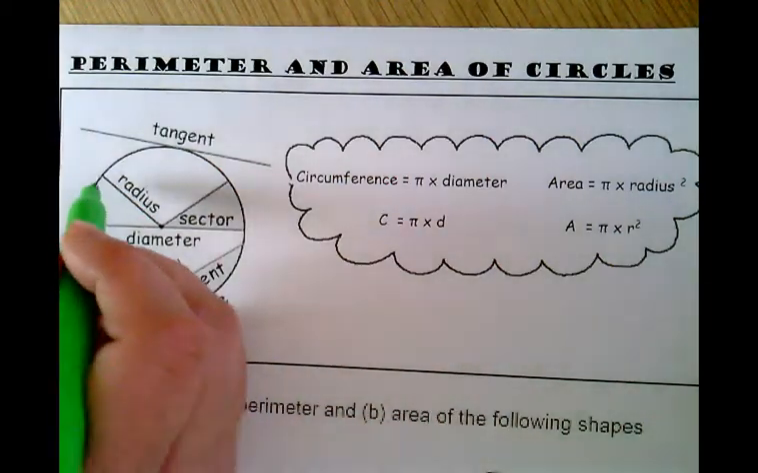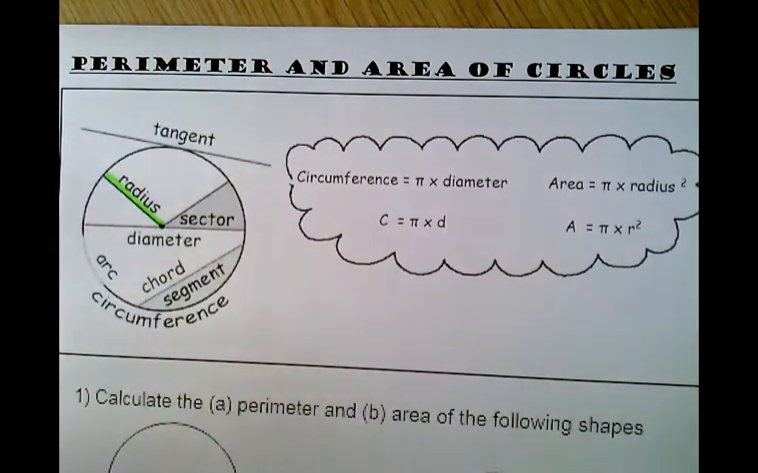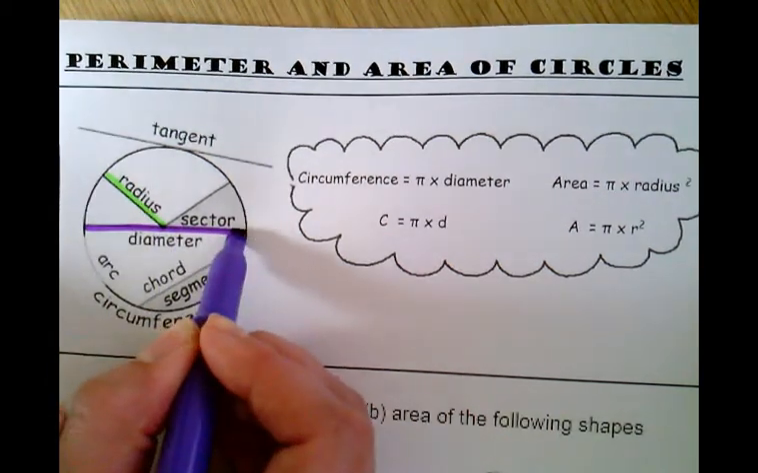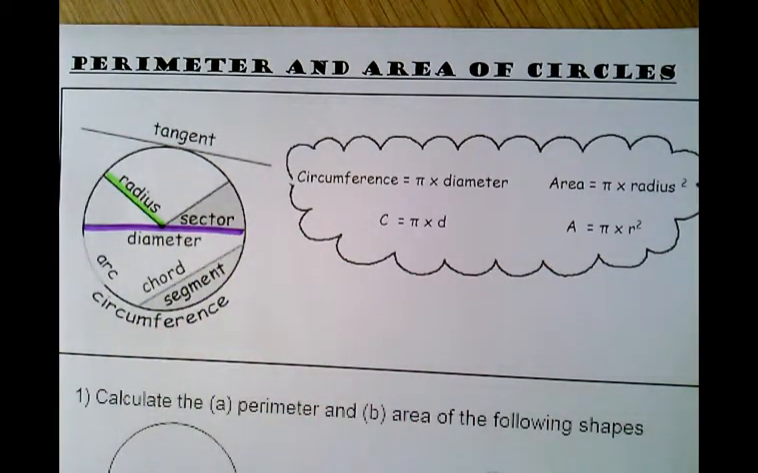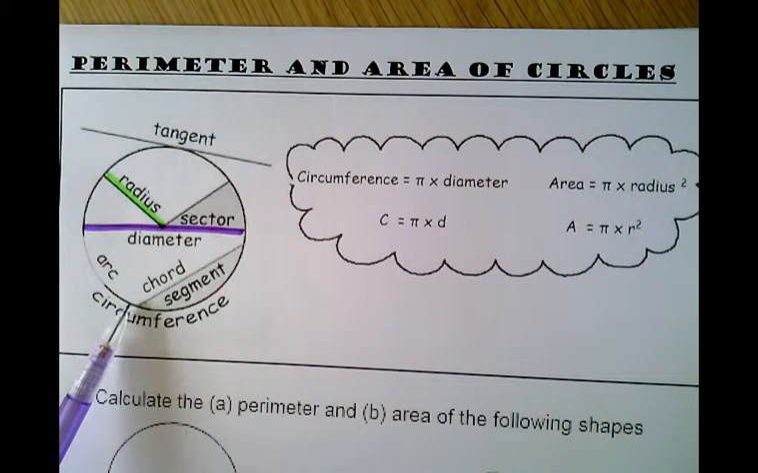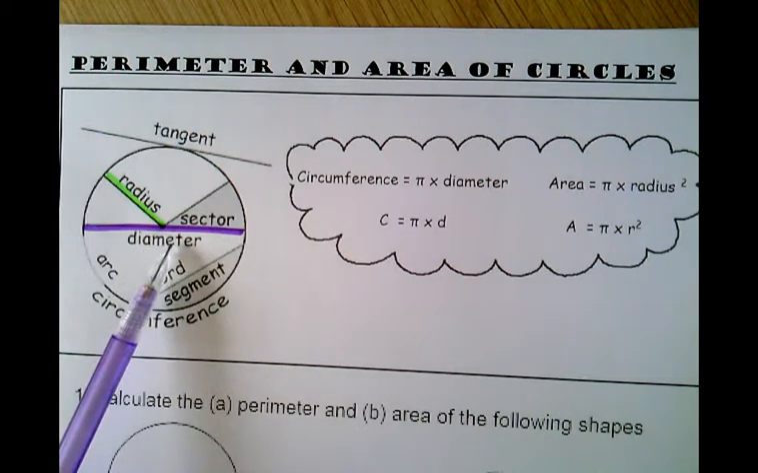So the radius is the one that just goes from the middle out. It's the shorter one, and it's the shorter word as well, so that should be handy to remember. And then the diameter is double the radius. It goes the whole way across from one side of the circle to the other through the middle. So those are the most important ones to know. The circumference is around the outside of the circle. It's the actual outline of the circle, the distance around the outside of it. The radius is halfway across, the diameter is the full way across.